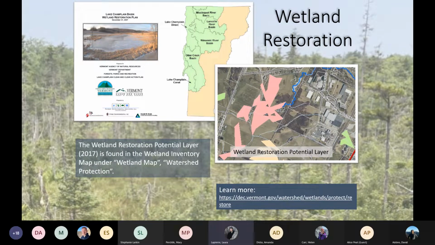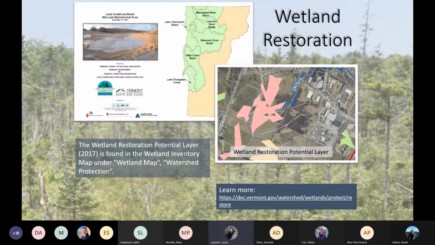Going even further, you could help us find restoration sites and connect landowners with organizations which do restoration. So ideal wetland restoration sites are those that historically functioned as a wetland, but were converted for other uses like ditching and draining.